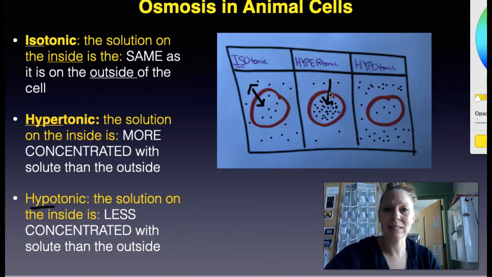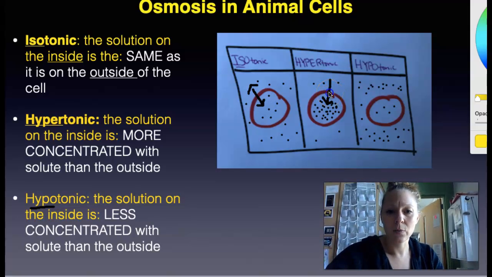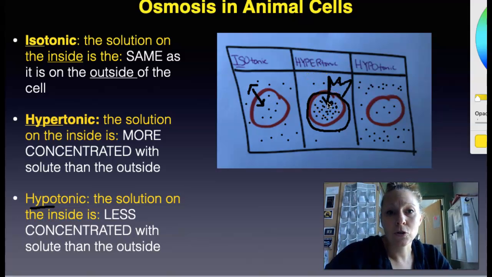And that's going to make the cell get really big. It could get really big, and like we've talked about before, so let's draw it getting big, big, big, big. It could actually just explode. It could rupture, and that's not good for cells. And so the net movement in is going to make the cell grow larger.